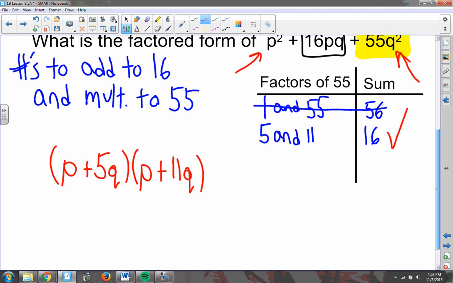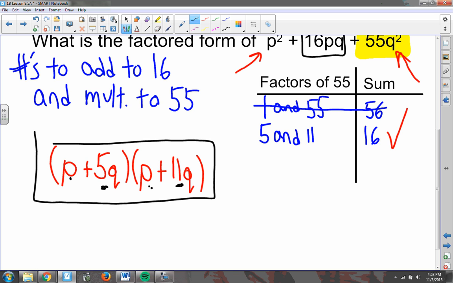Now if I did a quick check of my work, p times p is p squared, p times 11q is 11pq, p times 5q is 5pq, add those up and you get 16pq, and then 5q times 11q gives me 55q squared. Good. That is my factored form with p's and q's both involved.